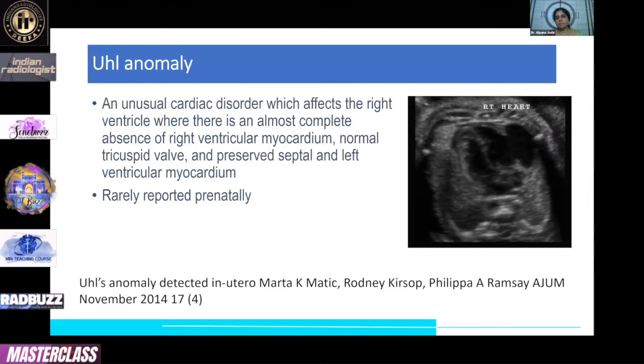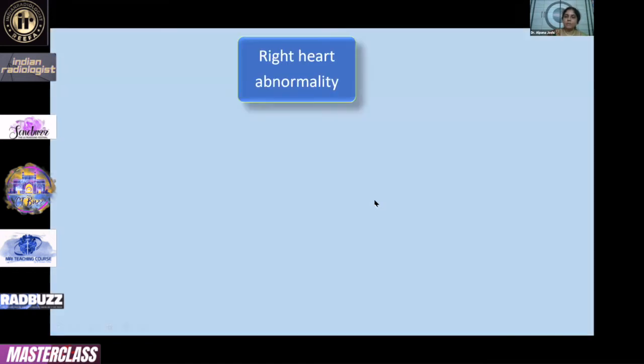The other rare abnormality is the Uhl anomaly. I don't have any image. This was taken from the internet, but it is an unusual cardiac disorder which affects the right ventricle, where there is almost complete absence of right ventricular myocardium. There is a tricuspid valve which is normal, and the septal and left ventricular myocardium is normal. And that's why you see something like an aneurysmal dilatation, which is very rarely reported prenatally.